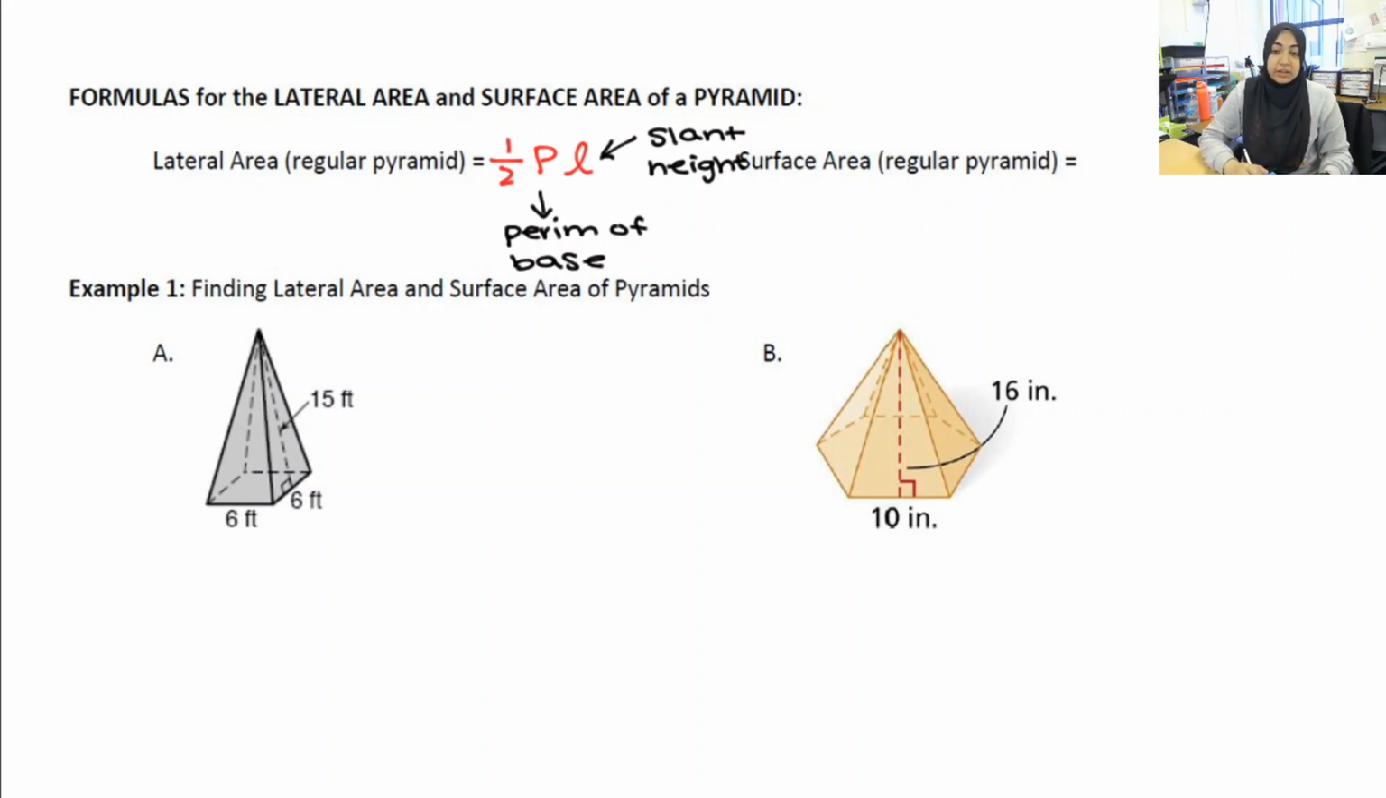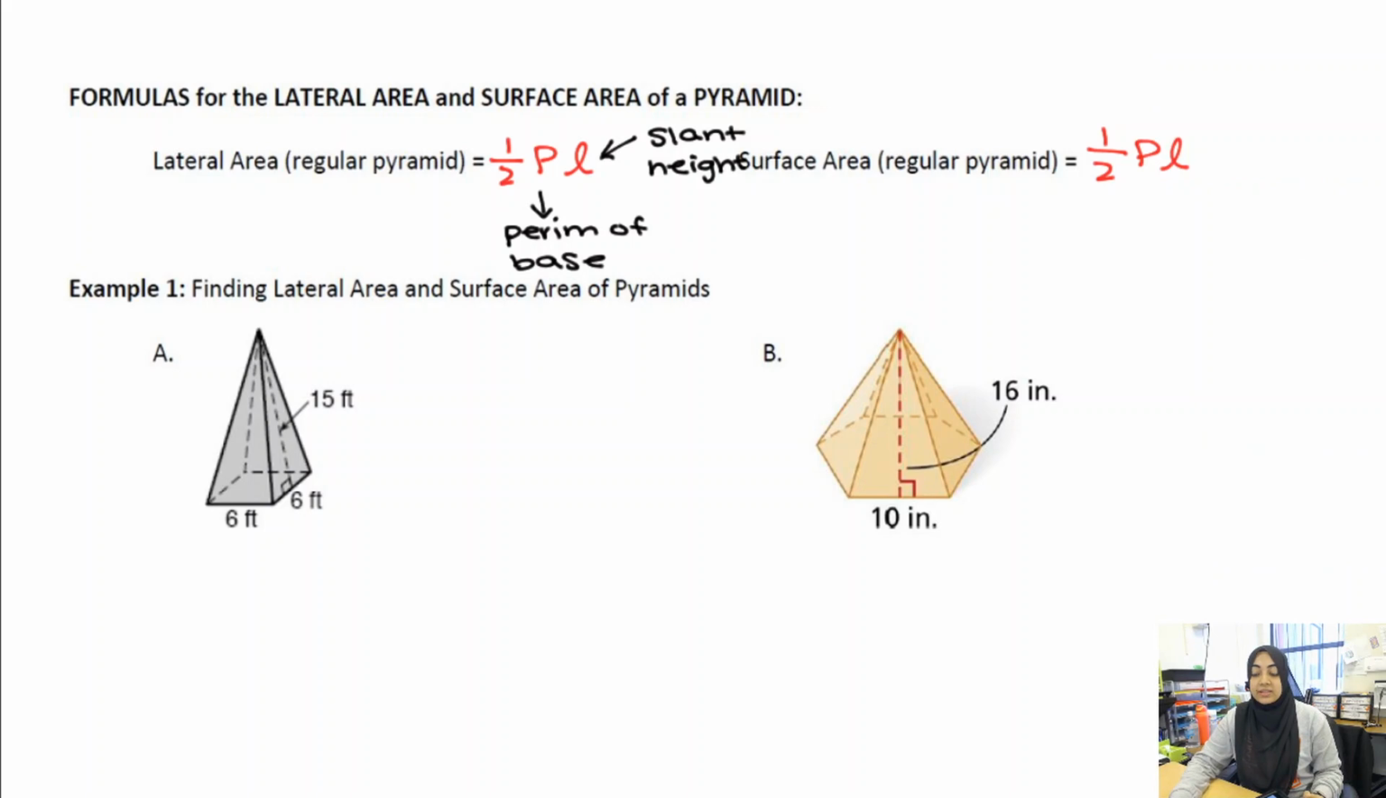For the surface area of a regular pyramid, I again want that lateral area, so I still want that 1/2 PL. But this time I have to add on one base. Instead of two bases, I'm going to add on one base. So that's going to be plus capital B, which again represents the area of the base.